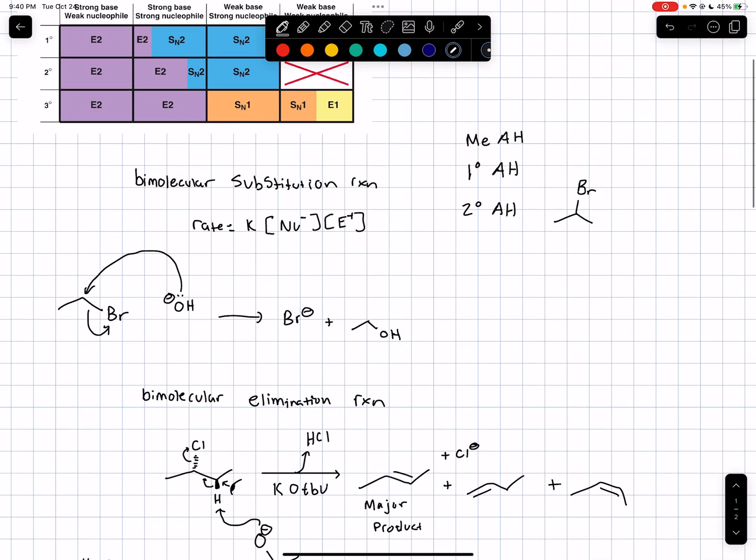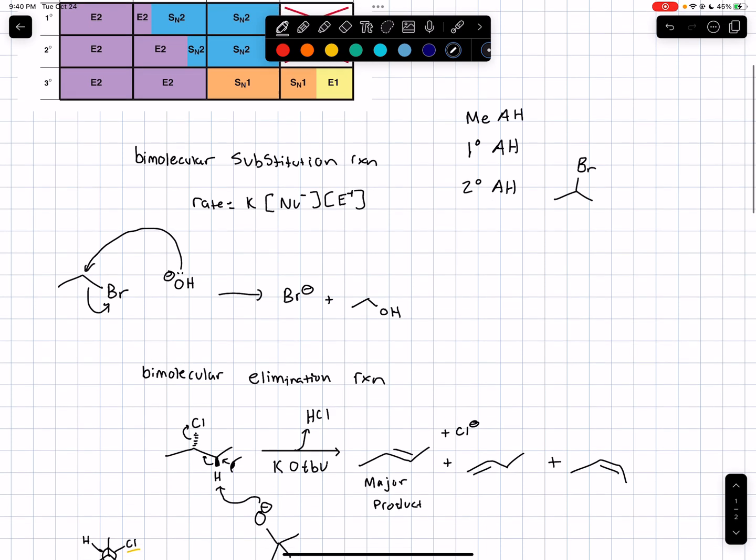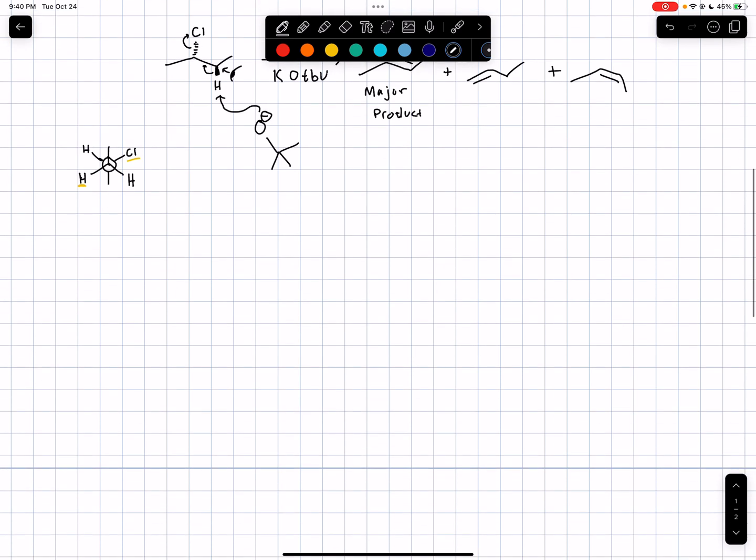So let's see. Now let's look at SN2 versus SN1 really quick, and this will be the last thing. SN1 is a unimolecular substitution reaction. It is not a concerted process. This means it has two steps.